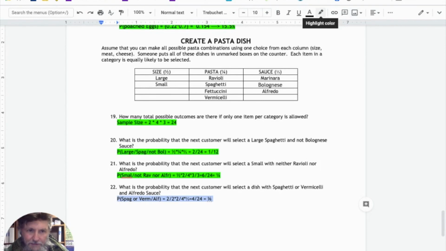Remember that if it doesn't give you any specific option for one of the events or one of the option columns, like size, pasta, or sauce, it means any. That means any of those are available. So in other words, however many there are, if there's 14 sauces and they don't say what kind of sauce, it would be 14 out of 14 possibilities.